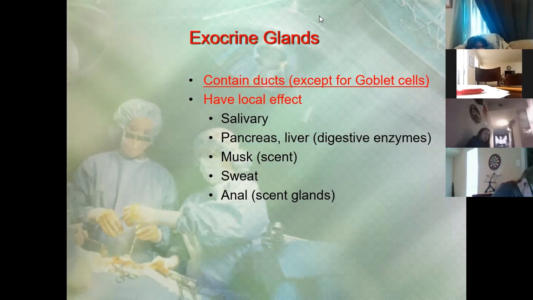Now we have to have an exception to every rule, don't we? These glands have ducts except for one, and that's our goblet cell. The mucus-making cell does not need to have a hallway or an exit way. It looks like an endocrine but functions as an exocrine. Does that make sense to everybody? Did I lose anybody on that? Everybody's cool? Fabulous.